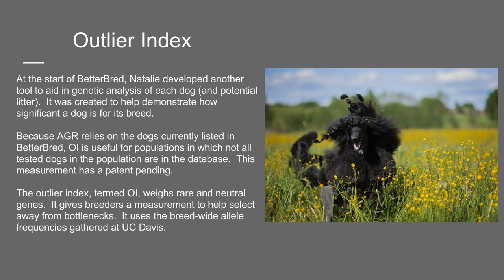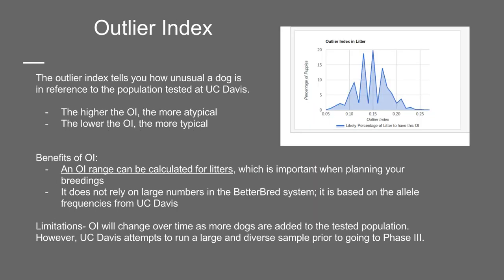The outlier index, termed OI, weighs rare and neutral genes. It gives breeders a measurement to help select away from bottlenecks. It uses breed-wide allele frequencies gathered at UC Davis. The outlier index tells you how unusual a dog is in reference to the population tested at UC Davis. The higher the OI, the more atypical, or genetics that are not bottleneck genes. The lower the OI, the more typical, or the more bottleneck genetics.